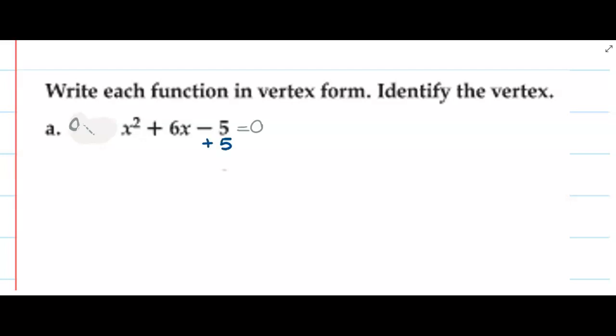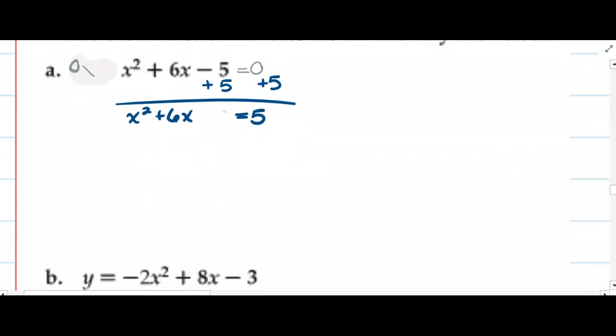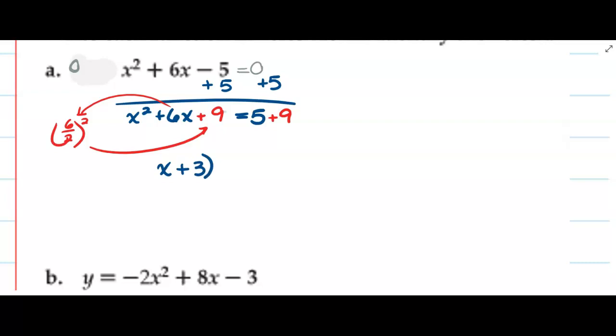So the first thing I'm going to do is add 5 to both sides. I end up with x squared plus 6x equals 5. The next thing I'm going to do is take half of 6 and square it and add it to both sides, just like I did when I completed the square. 6 divided by 2 is 3. 3 squared is 9. Next, I'm going to rewrite the left side as x plus 3, the quantity squared. 5 plus 9 makes 14.